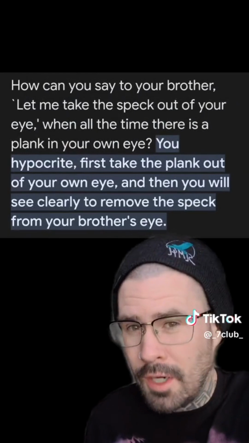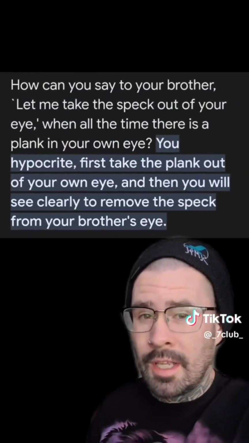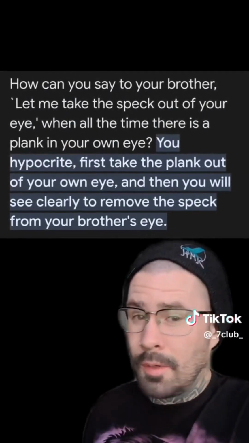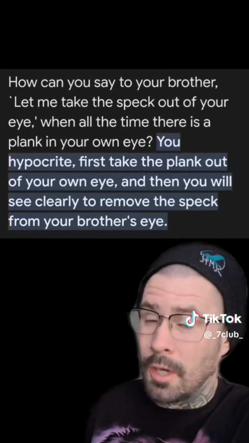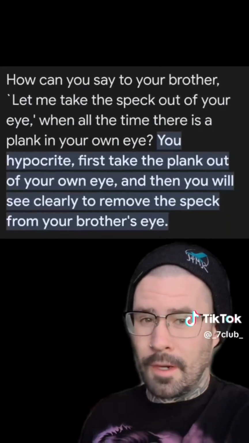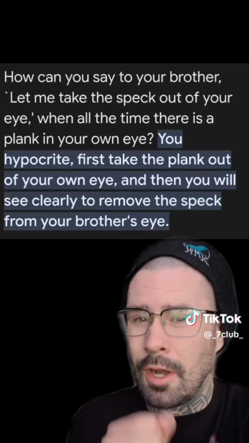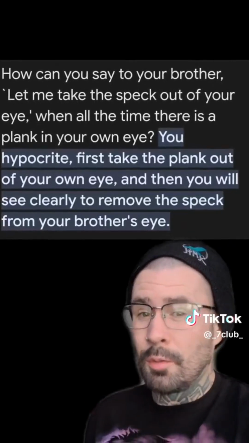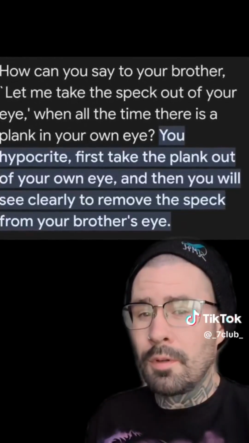It reminds me of a verse. How can you say to your brother, let me take the speck out of your eye, when all the time there's a plank in your own eye? You hypocrite, first take the plank out of your own eye, and then you will see clearly to remove the speck from mine.